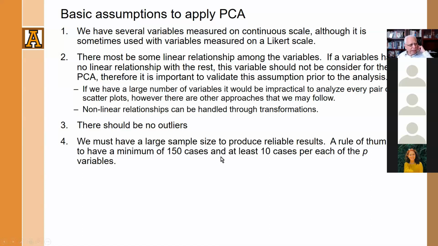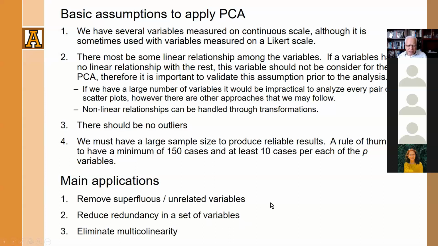The fourth assumption is we need to have a large sample size to produce reliable results. This is a rule of thumb. It's an empirical result: a minimum of 150 cases and at least 10 cases for each of the p variables. Okay. With very few data points, it wouldn't make sense to do principal component analysis.